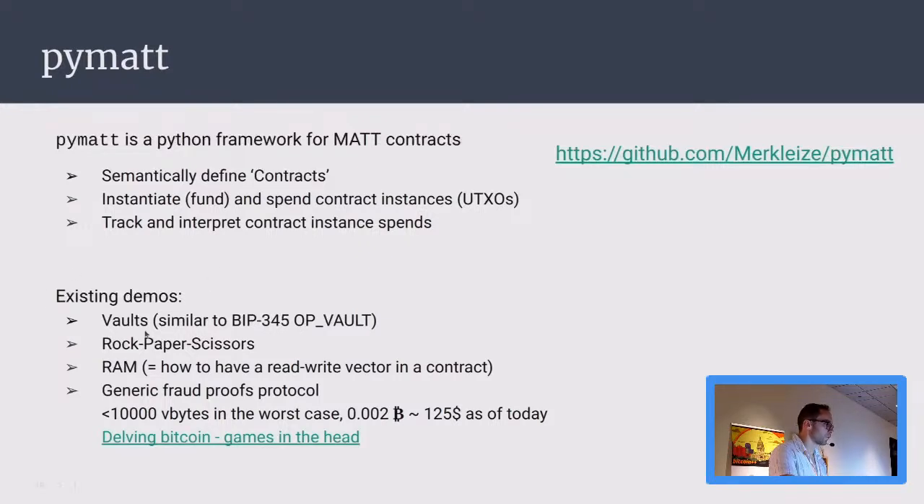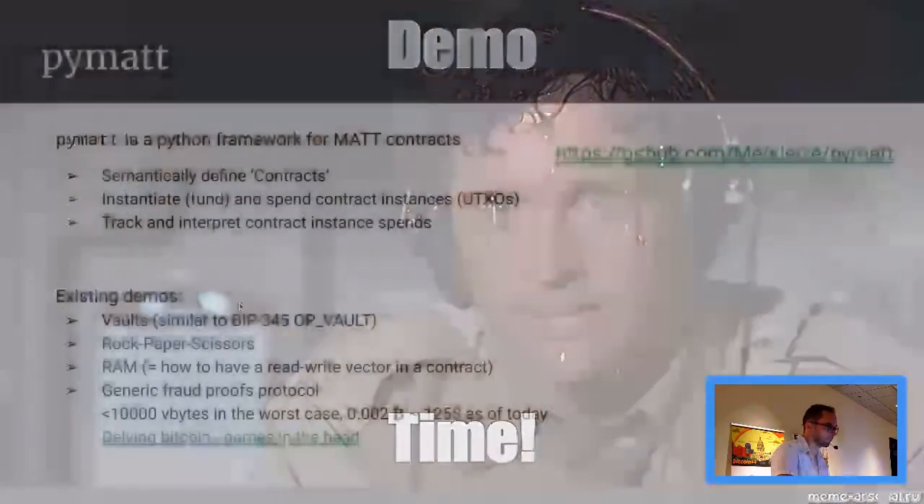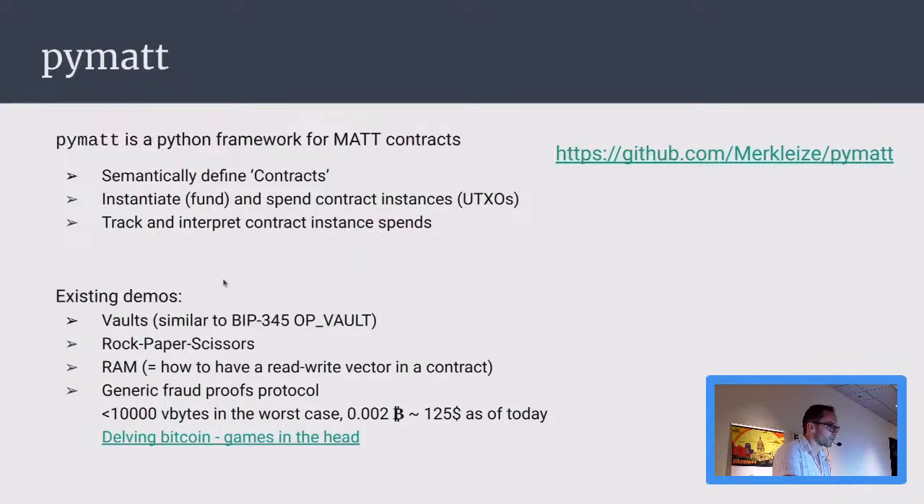And I have 4 demos implemented so far. One is the vaults, which is similar to the OP_VAULT. I have rock, paper, scissors, because why not? It's a very convenient academic game for playing with these things. And I have an implementation of what I call a RAM, which is just a proof of concept of using Merkle trees to work with large amounts of data inside the contract, just to store and read and write from a memory, let's say. And then I have an implementation of the generic fraud-proof protocol, which is basically the idea of the bisection that allows to do arbitrary computation.